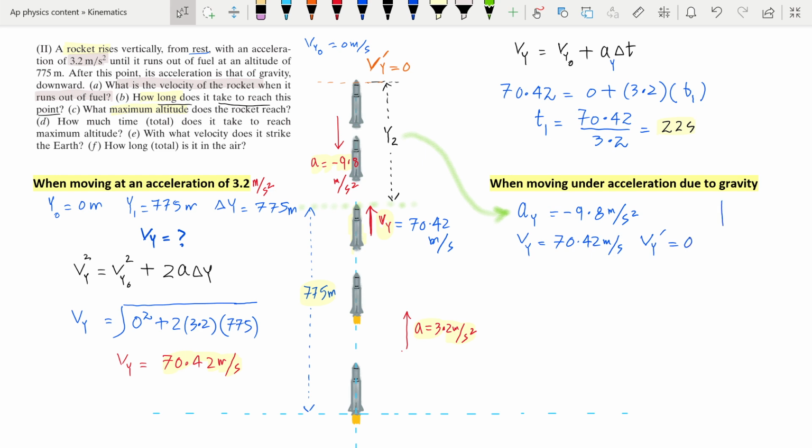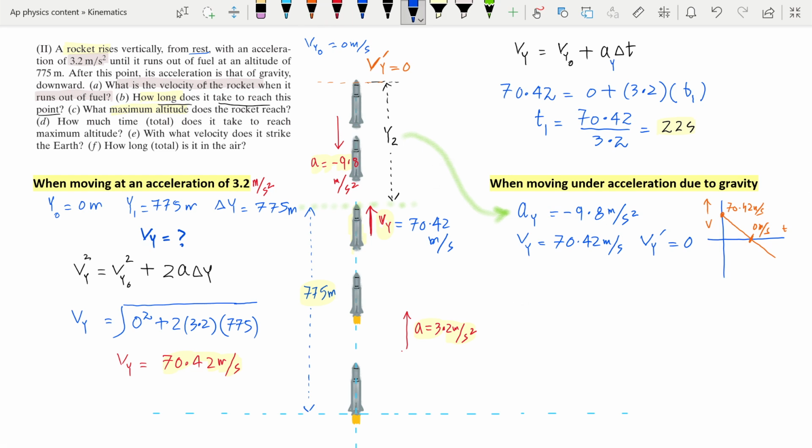The final velocity is 0. Because if I show you quickly, for the second segment, the velocity will change like this. This is the velocity time graph. This is 70.42 meter per second. That's why I'm saying it's the initial velocity, and this is 0 meter per second, the final velocity. Okay. Now we want to find out y2.